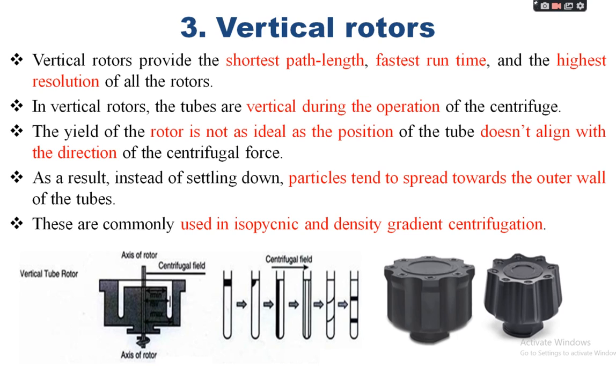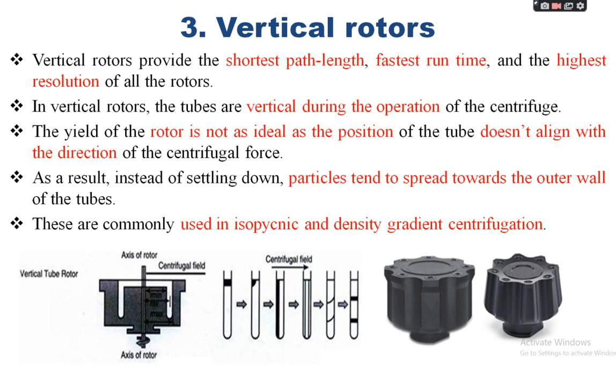Next one is vertical rotor. Vertical rotors provide the shortest path length, fast run time and highest resolution of all the rotors. Compared to the first two, vertical rotors have a shorter path length. The path length is very short, along with revolutions per minute or rotating speed being very high. Next is highest resolution. With the highest resolution, we can separate very tiny particles with the help of vertical rotors.